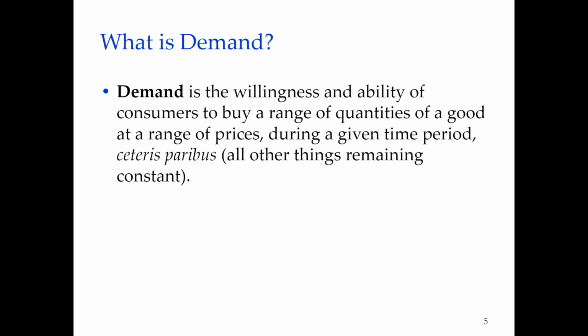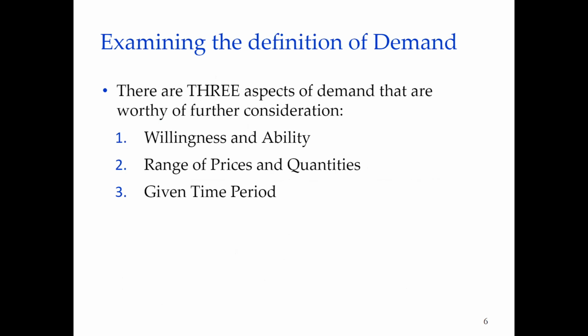So what is demand? Demand is the willingness and ability of consumers to buy a range of quantities of a good at a range of prices during a given time period, with all other things remaining constant. There are three aspects of demand that are worthy of further consideration: the willingness and ability, the range of prices and quantities, and a given time period.